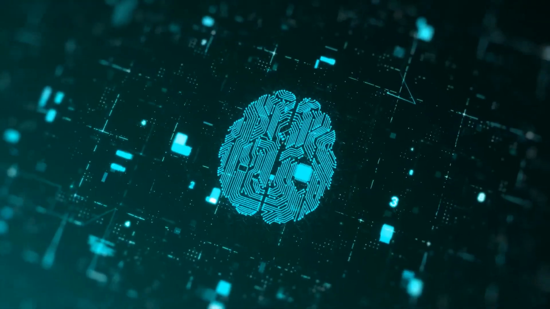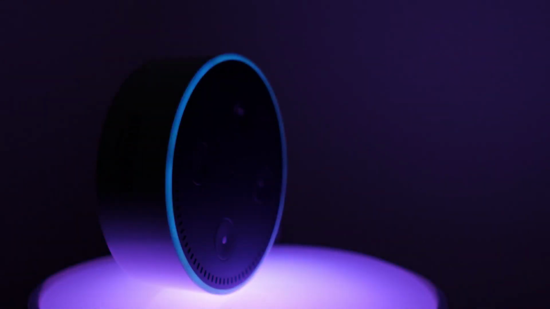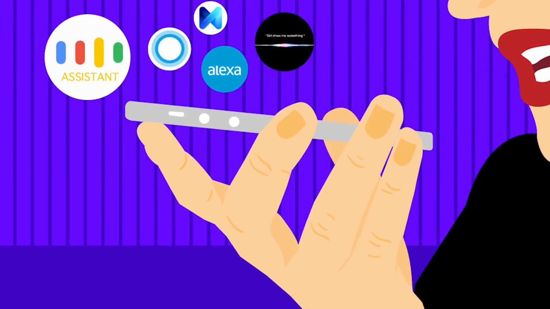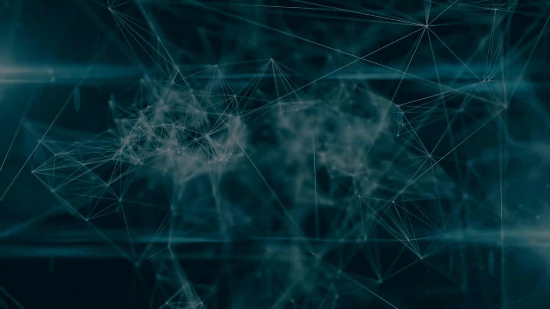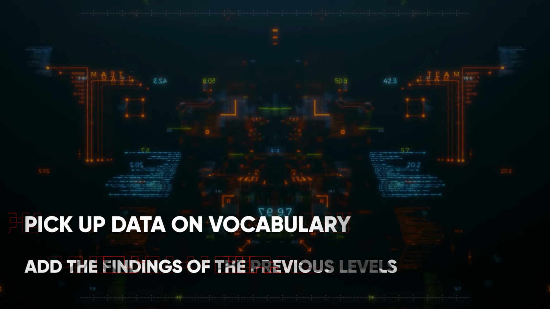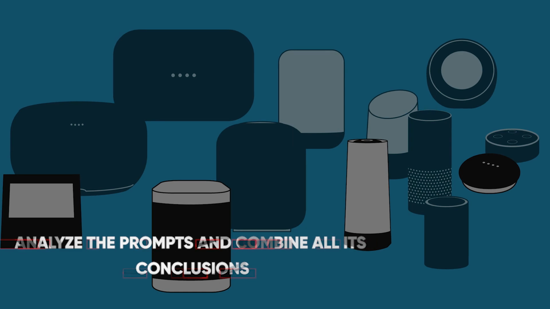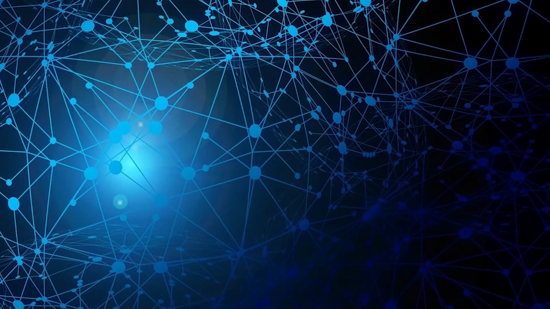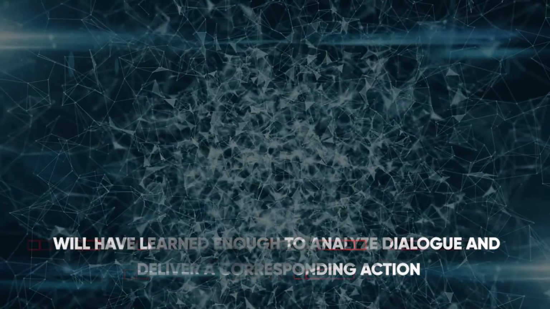Let's break it down further with the help of an example. Consider the scenario of a voice assistant, like what you might have on a smart speaker, to see how it uses deep learning for natural conversation experiences. In the initial levels of the neural network, when the voice assistant is fed data, it'll try to identify voice changes, pitches, and more. For the higher levels, it'll pick up data on vocabulary and add the findings of the previous levels to that. In the following levels, it will analyze the prompts and combine all of its conclusions. Finally, for the topmost level of the hierarchical structure, the voice assistant will have learned enough to analyze dialogue and deliver a corresponding action based on that input.